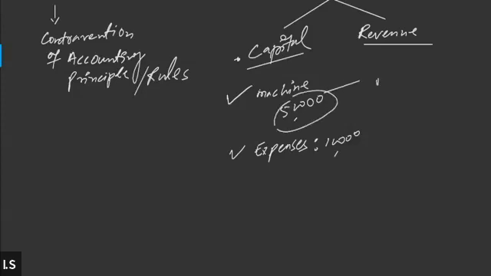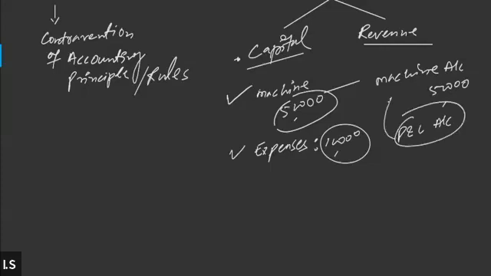Let's suppose you have debited the machine account by 50,000, but this 10,000 has been debited to the profit and loss account. Instead it should have been debited to the machine account, because expenses incurred for bringing the machine into the factory are part of the cost of the machine. But instead of treating it as part of the machine, you are treating it as an operating expense. Therefore you are debiting the expense to the profit and loss account. So the mistake that you are committing here is about the principle. It is the mistake of principle, error of principle.